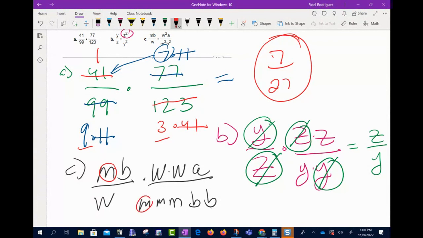I would say, look, this M here will cancel with one of those. Let's get rid of that. And this B here will cancel with one of those. Let's get rid of that. And this W here will get rid of one of those W's. Let's get rid of that.